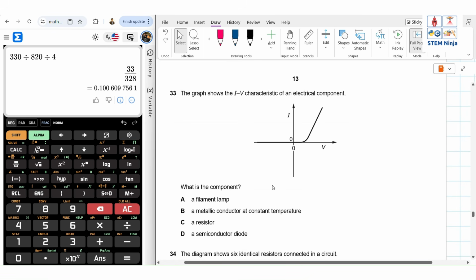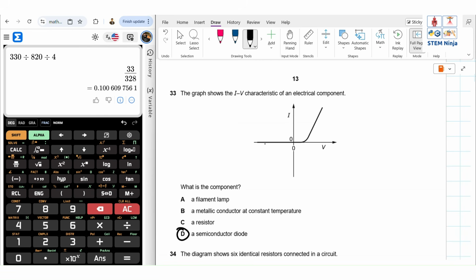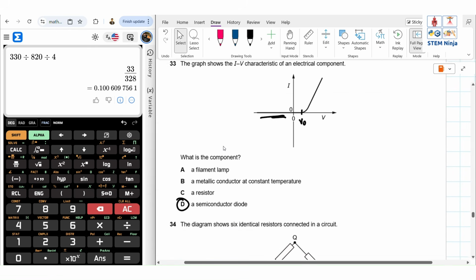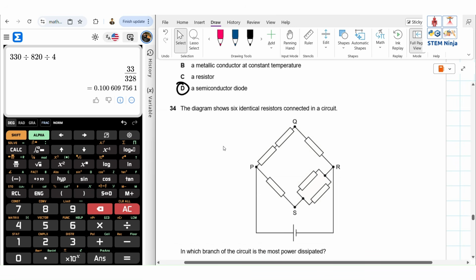The graph shows the IV characteristic of the electrical component. What is the electrical component? This is very easy. This is just a diode. So when the current is flowing in one direction, it does not allow the current to pass through, and after some threshold voltage, it allows the current to pass through. So this is a semiconductor diode. These are the things you will have to remember.